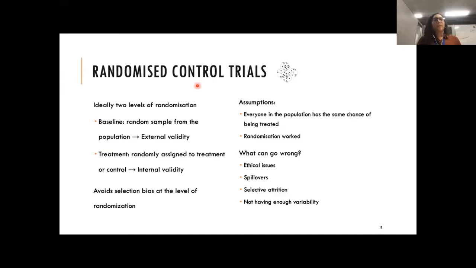There's also the problem of controlling for spillovers. There's the problem of selective attrition, which means that some people drop out of the program, and the fact that they drop out is not random; it is linked to some characteristic that is also linked to our outcome. For example, those who drop out of the program are also more likely to drop out of school. And then there is the problem of having participants that are too similar to each other, so we don't have enough variability to estimate any change.